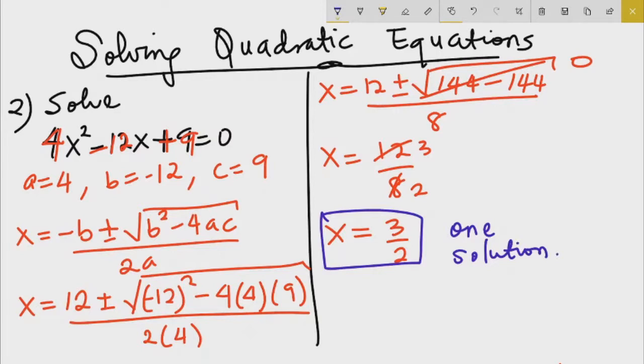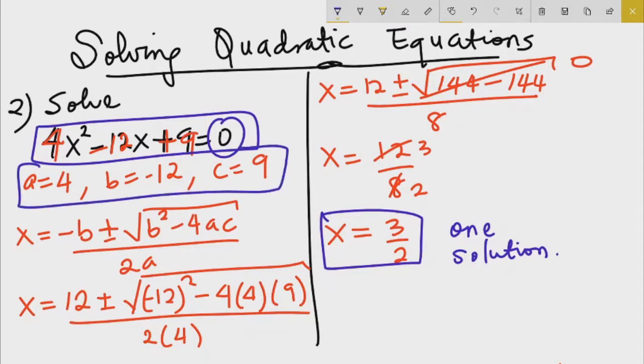This is how to solve the quadratic equation using the quadratic formula. Again, the first step is to write your equation in standard form. That means only 0 can be on the right. Then you identify your a, b, and c. That's step 2. Then you substitute into the quadratic formula, and you simplify to get your solution. So that's it in a nutshell.